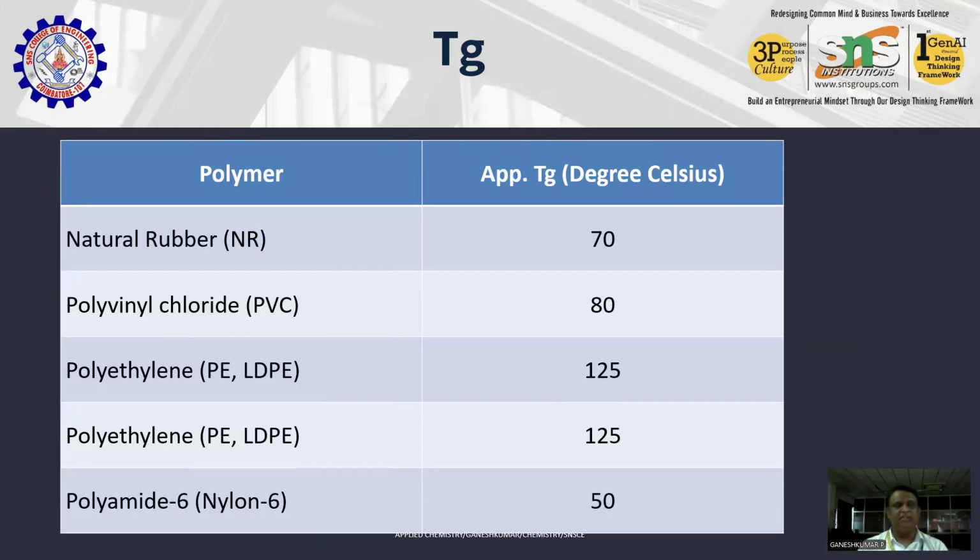These are some examples to understand the type of polymer and how much TG it withstands. Natural rubber, the TG value is 70 degrees. And polyvinyl chloride is 80. And polyethylene, low density polyethylene, is 125. Nylon 6 is 50 degrees TG. That means above 50, it changes into a rubbery state.